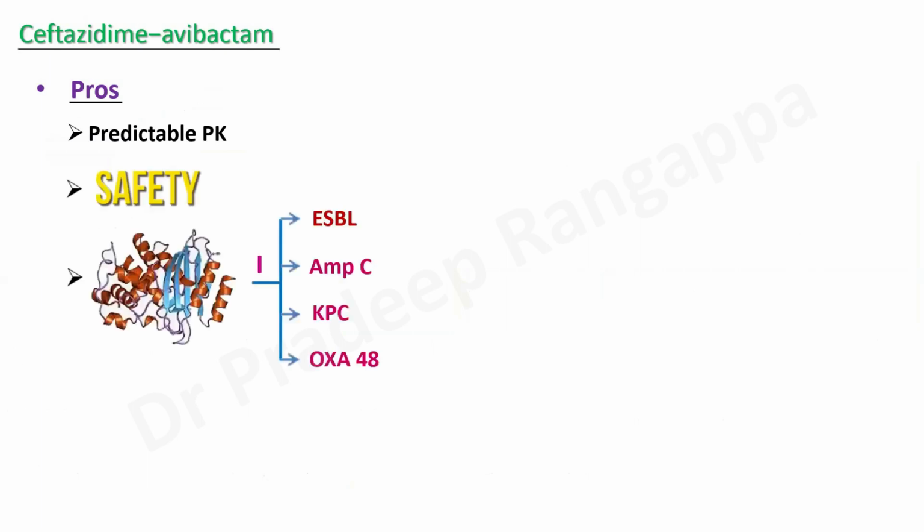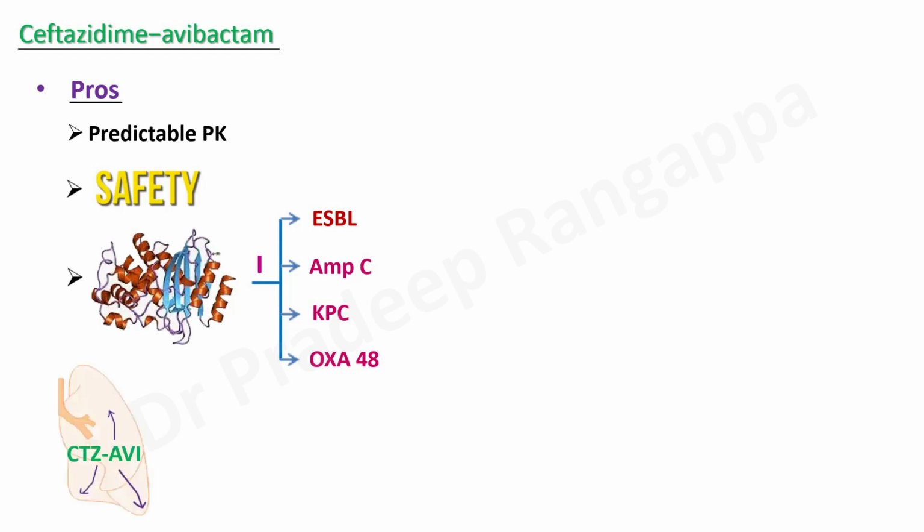So what are the pros or advantages of using ceftazidime-avibactam? It has predictable pharmacokinetics and is found to be a very safe drug. Most importantly, it inhibits all these enzymes. So it is effective against ESBL producers, AmpC, KPC, and OXA-48. Remember, it is not effective only against class B. Class A, class C, class D, it is effective.